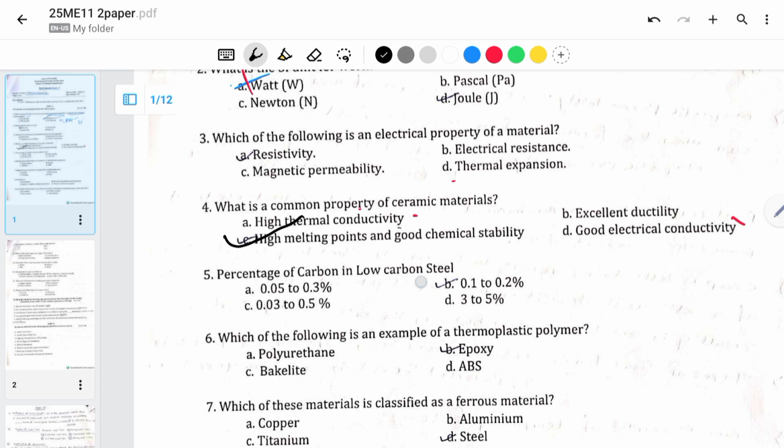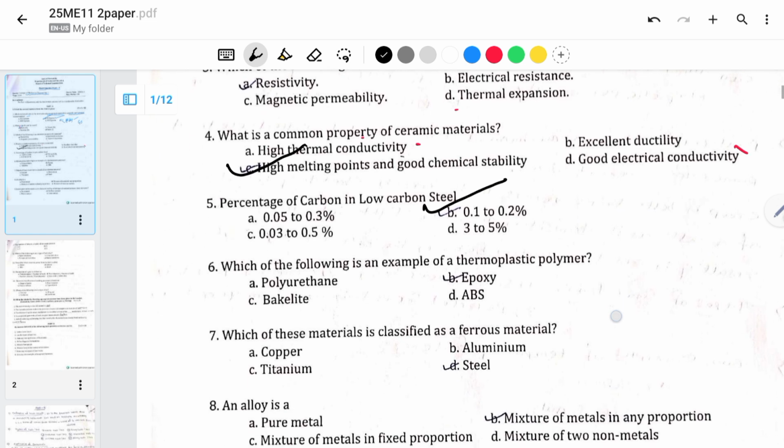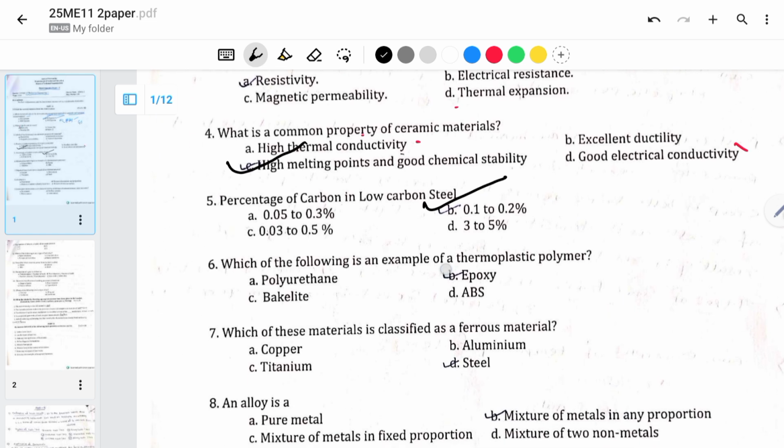The percentage of carbon in low carbon steel is usually 0.1 to 0.2%. Which of the following is an example of a thermoplastic? It is a bit confusing, because there are two possible correct answers. ABS is a correct answer. The types of material are thermoplastic and thermosetting.